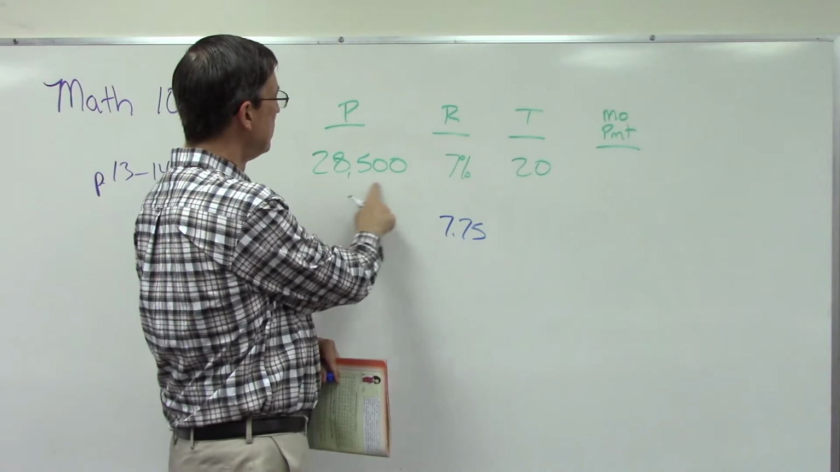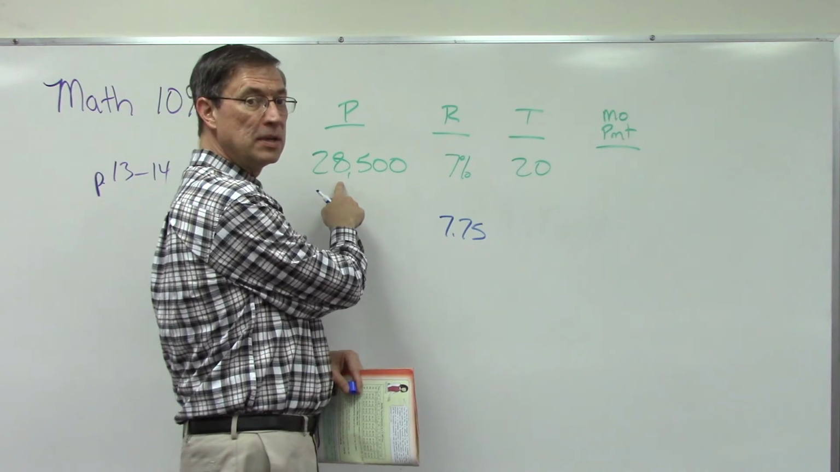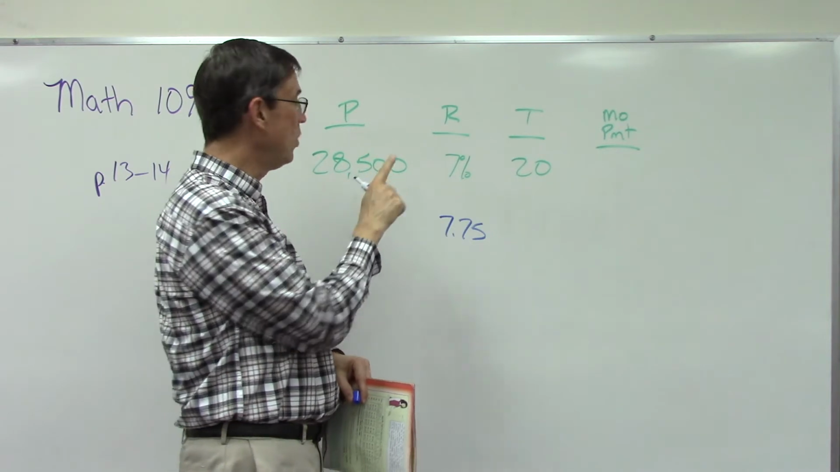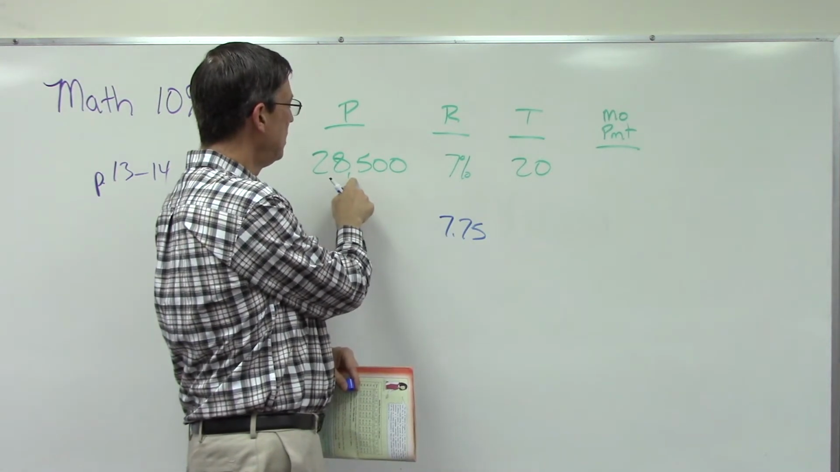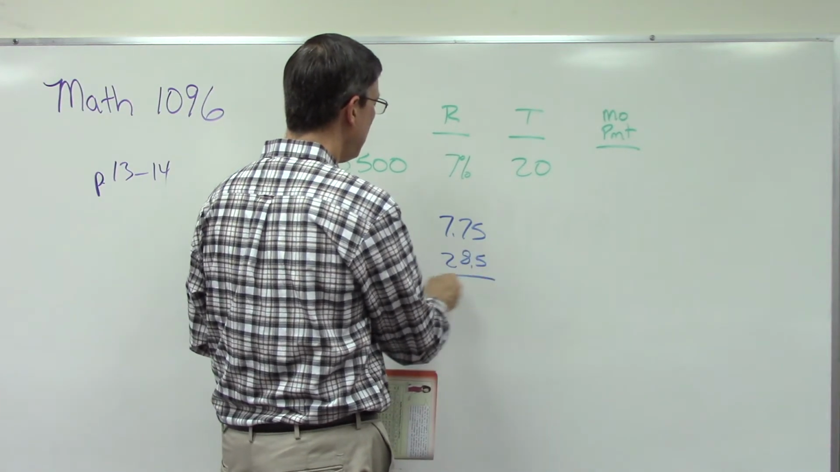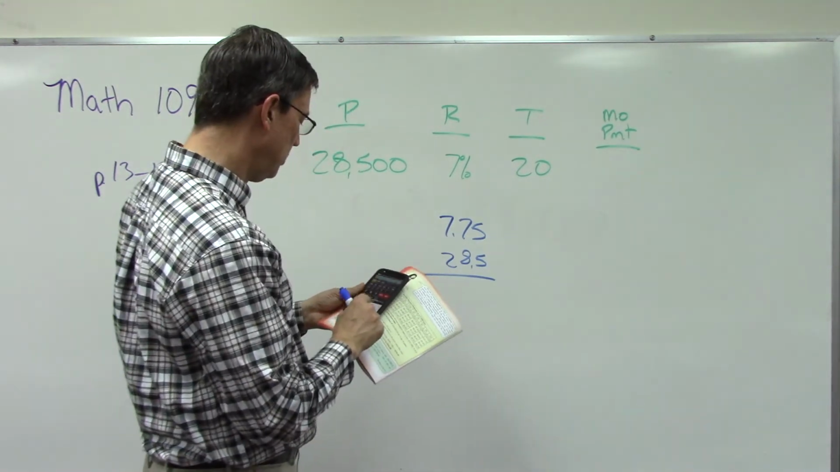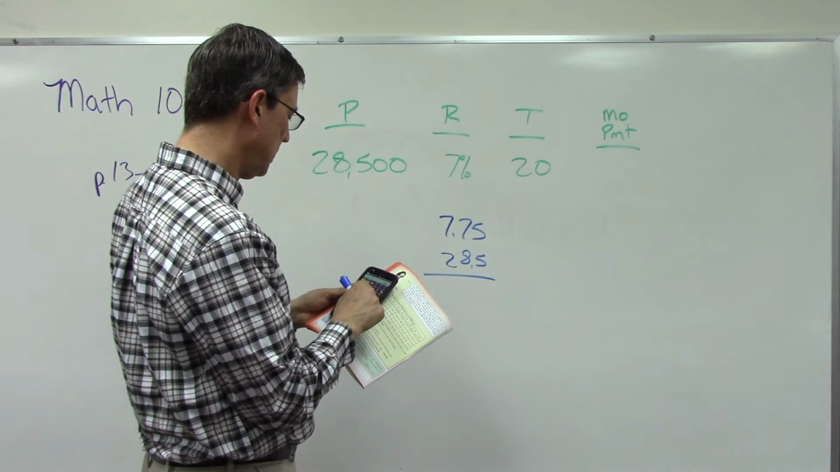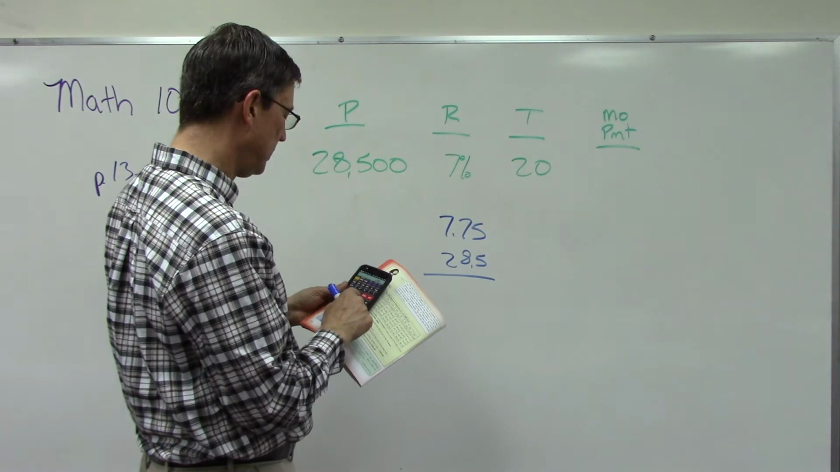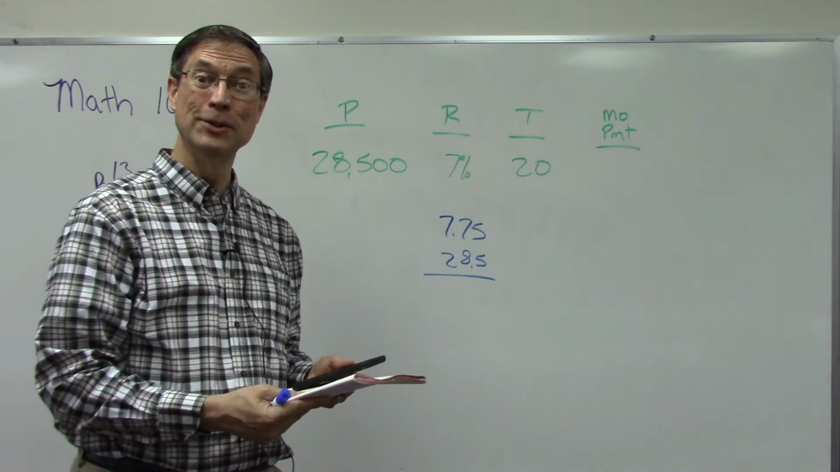Now I look at this number, 28,500, and I notice that there's 28,000, but it's a little bit more than that, all right? So we move the decimal to be right here behind the thousands, and it'll be 28.5, okay? So let me use my calculator here and see what we get. 28.5 times 7.75. And yep, that's the correct answer.